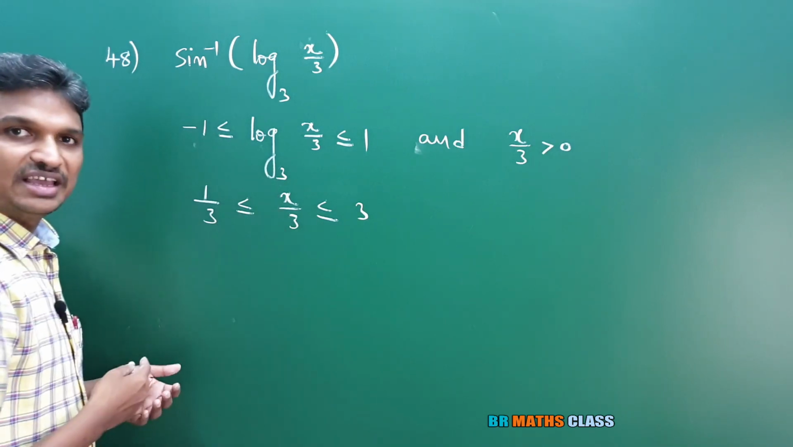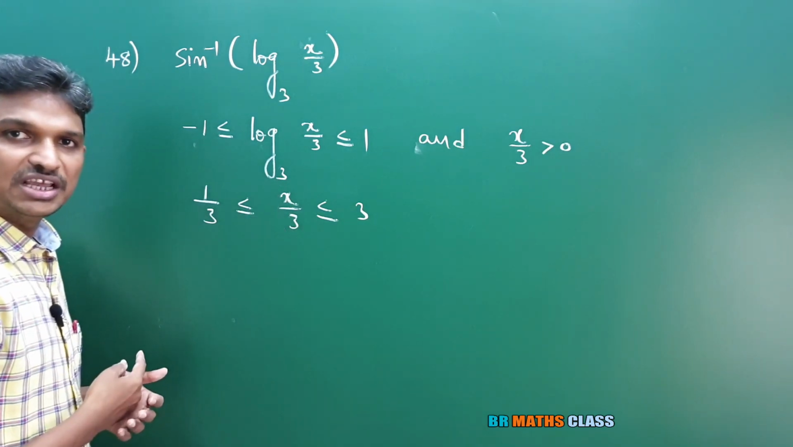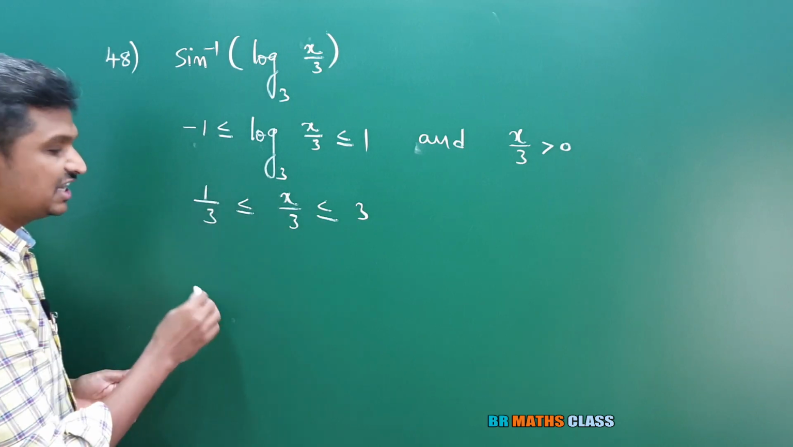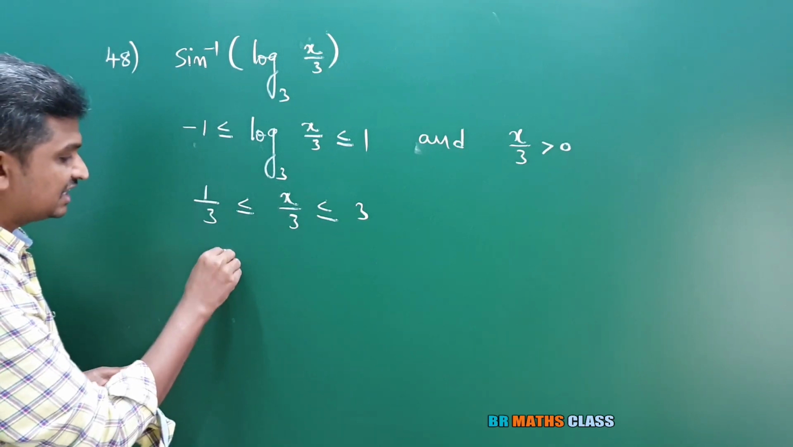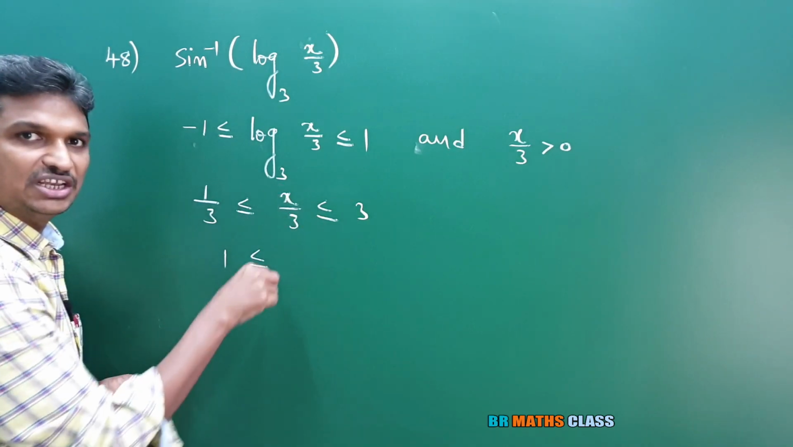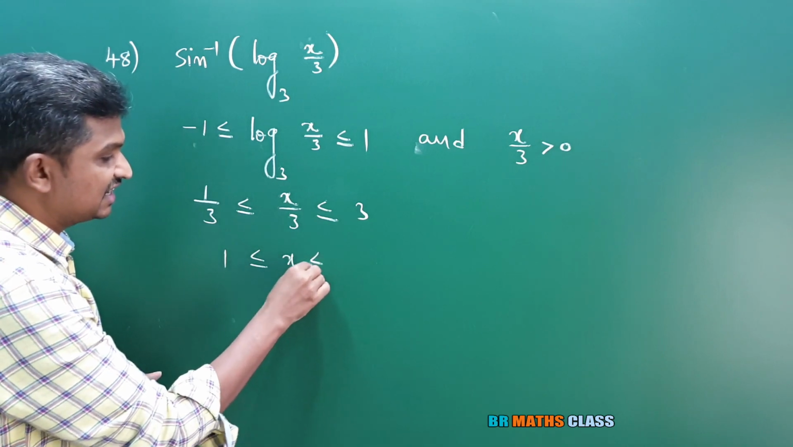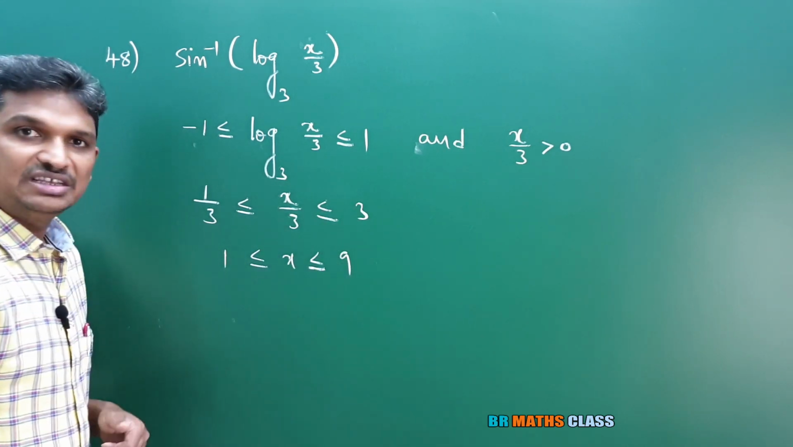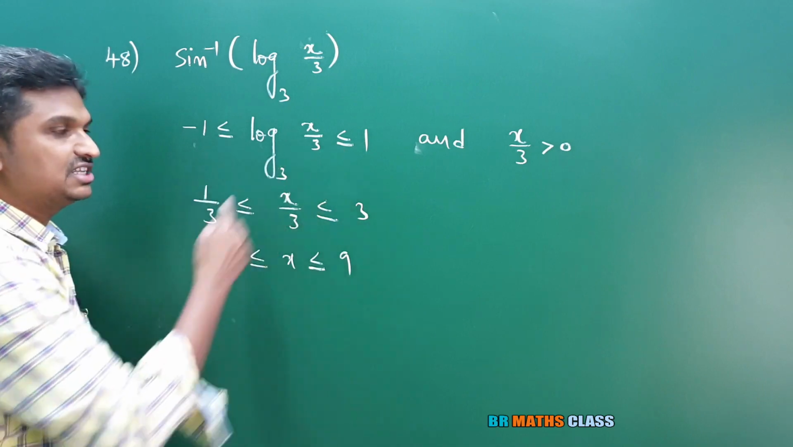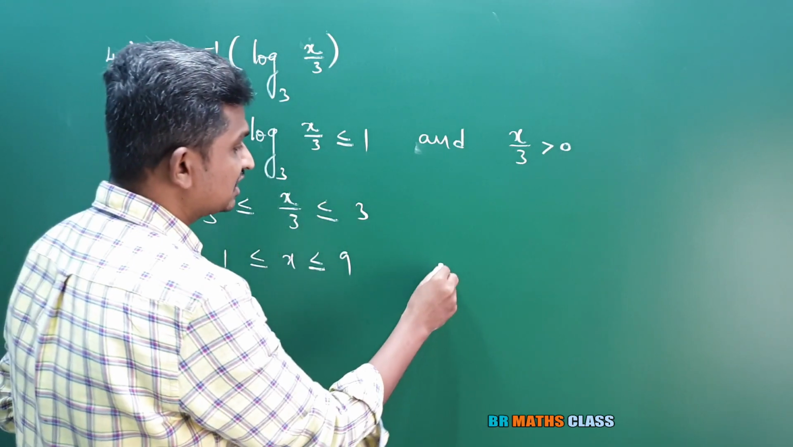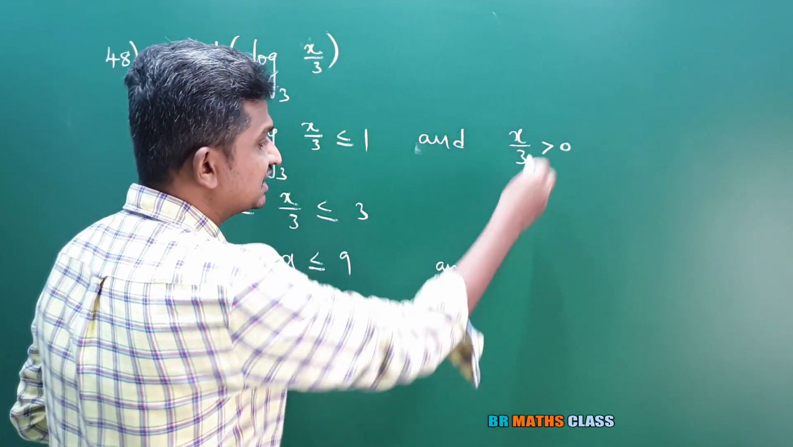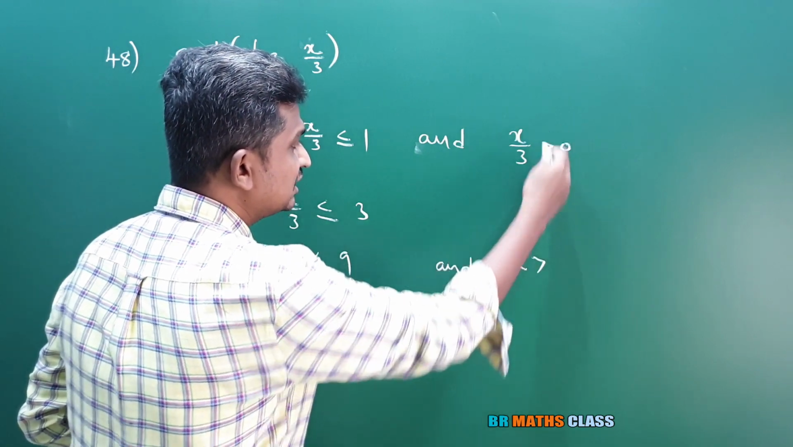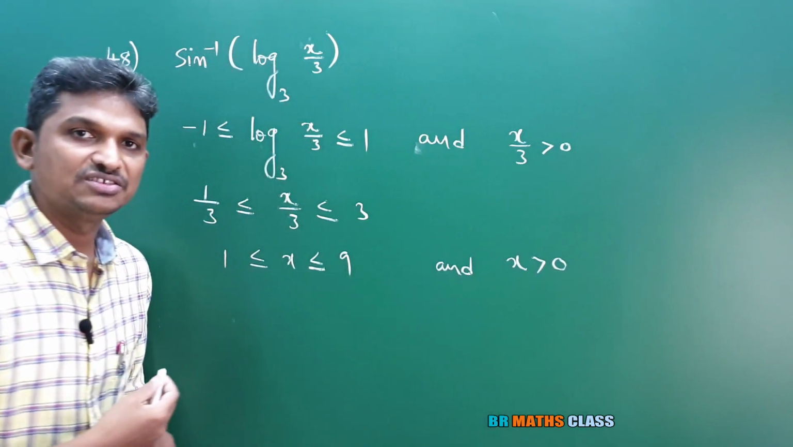Now to get the x values, I will multiply this complete inequality with 3. 3 into 1 by 3, that is 1, less than or equal to 3 into x by 3, that is x, less than or equal to 3 into 3 is 9. So these are the x values which satisfy this inequality. You come to this, and one more thing is there here, x by 3 greater than 0 means what is x? You take 3 to that side, x is greater than 0.